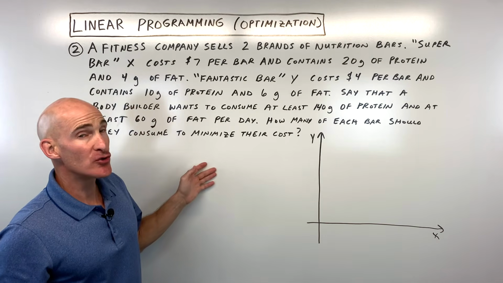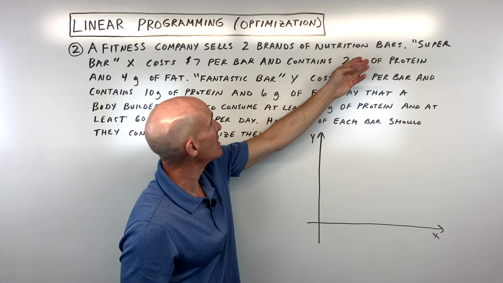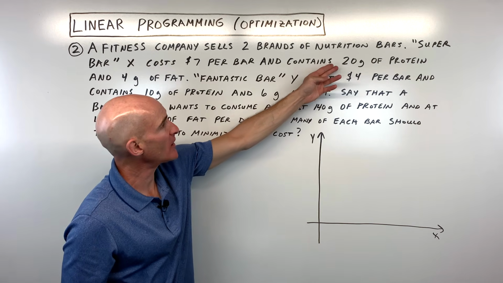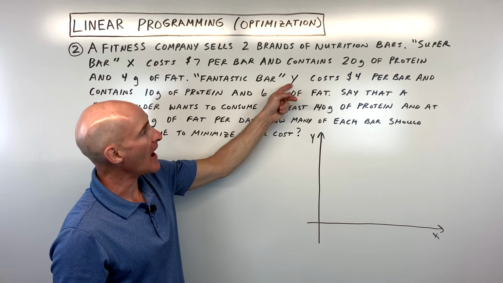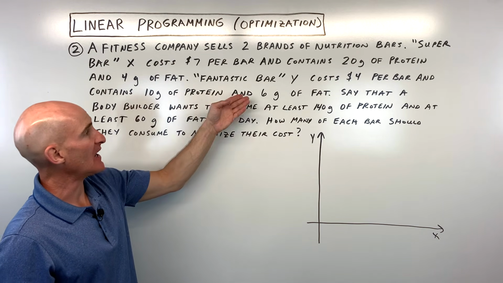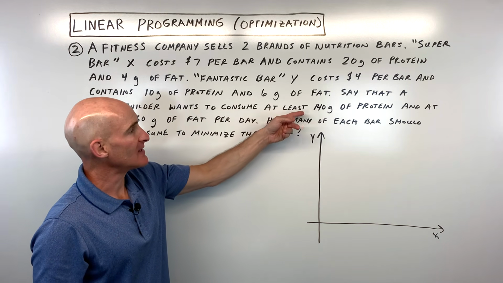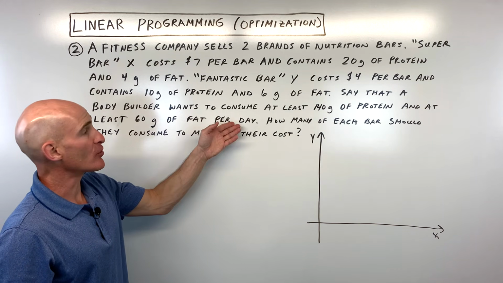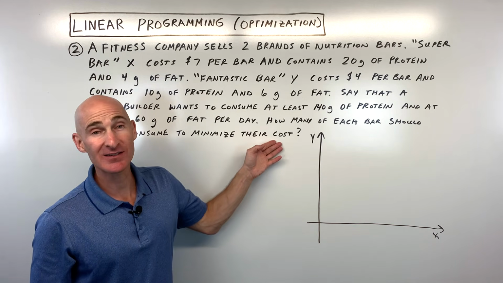Okay, for example number 2, let's dive into this one. It says a fitness company sells 2 brands of nutrition bars. Super Bar X costs $7 per bar, and it contains 20 grams of protein and 4 grams of fat. Fantastic Bar Y costs $4 per bar, and it contains 10 grams of protein and 6 grams of fat. Say that a bodybuilder wants to consume at least 140 grams of protein and at least 60 grams of fat per day. How many of each bar should they consume to minimize their cost?